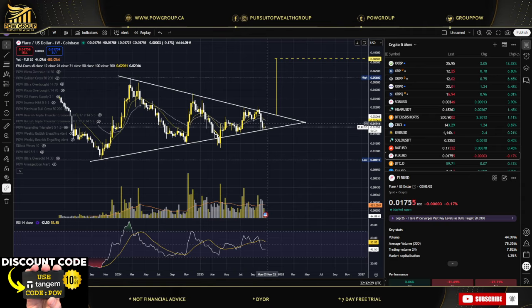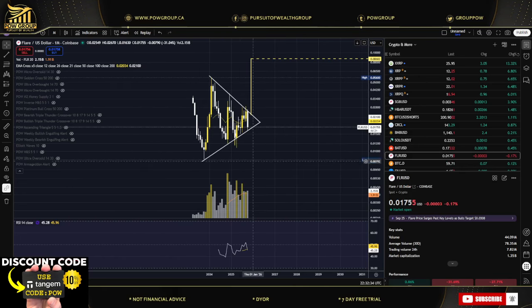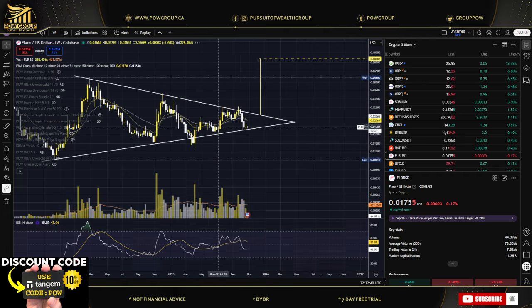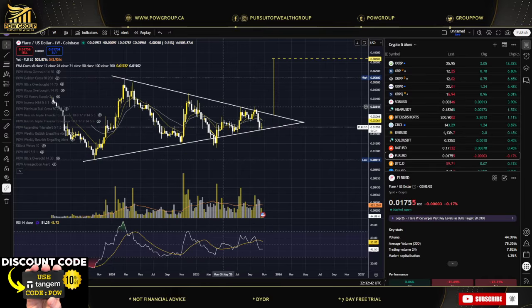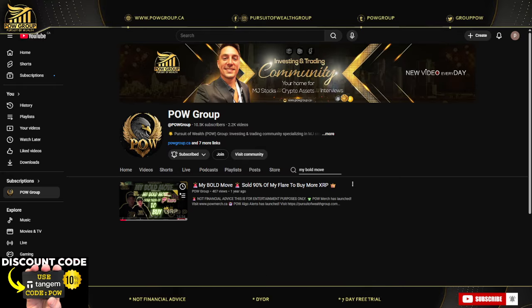And we could see an EMA 12 and 26 bear cross here, leading to more downside on the weekly time frame, but on the monthly time frame, we're close to seeing a bull cross of those EMAs. But here's an example of how to time entries and exits, for example. So if you recall, I did a video not too long ago called My Bold Move, where I sold 90% of my Flare. This was posted a year ago.